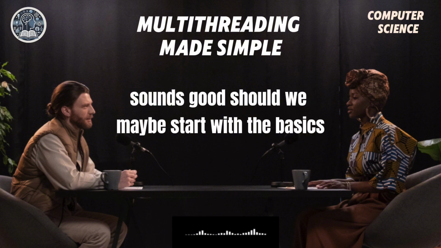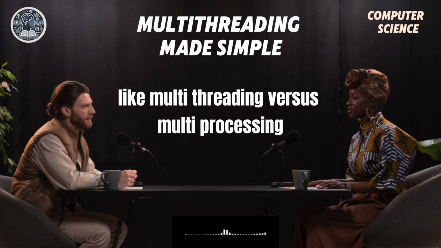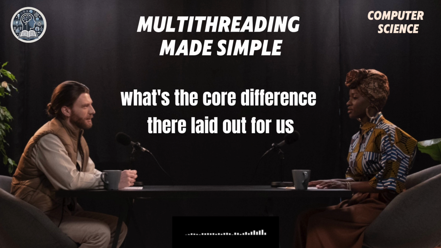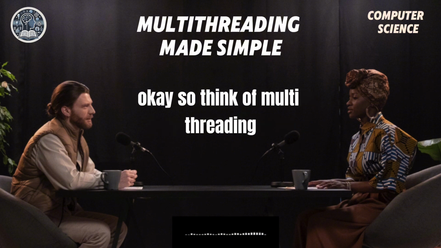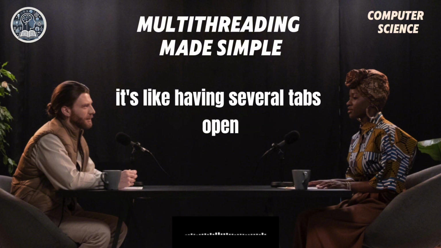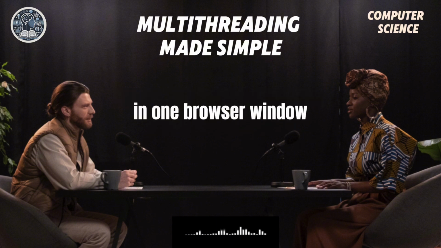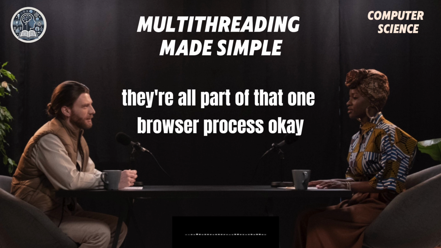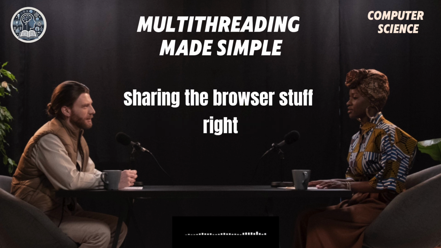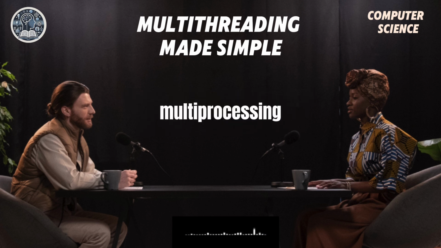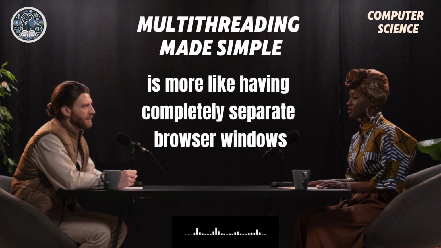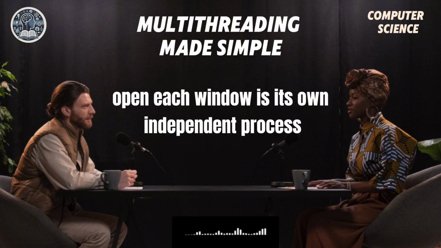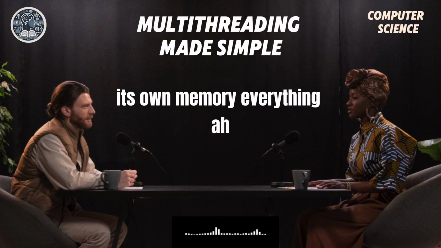Sounds good. Should we maybe start with the basics, like multi-threading versus multiprocessing? Are they the same? Good place to start. What's the core difference there? Lay it out for us. Okay, so think of multi-threading. It's like having several tabs open in one browser window. They're all part of that one browser process. Okay, sharing the browser stuff. Right, sharing resources. Now, multiprocessing is more like having completely separate browser windows open. Each window is its own independent process, its own memory, everything.